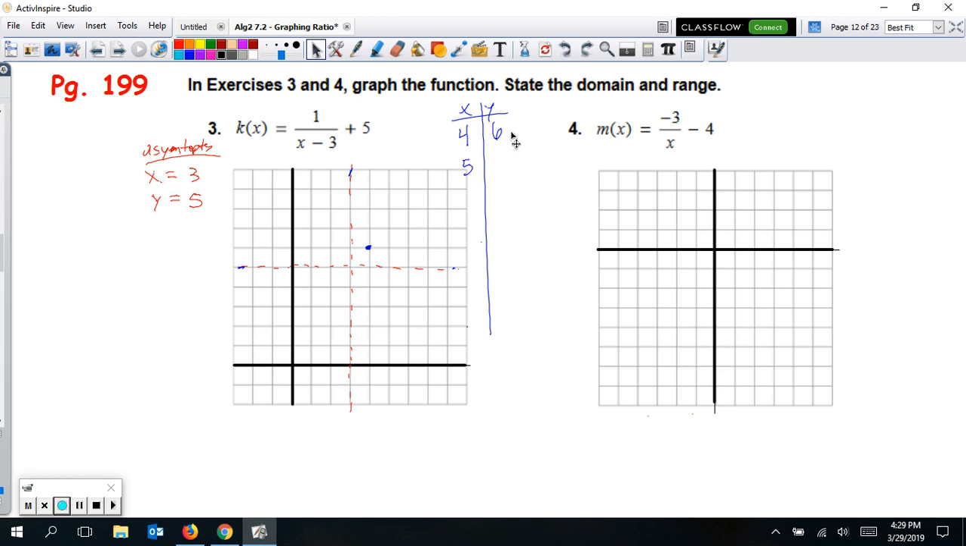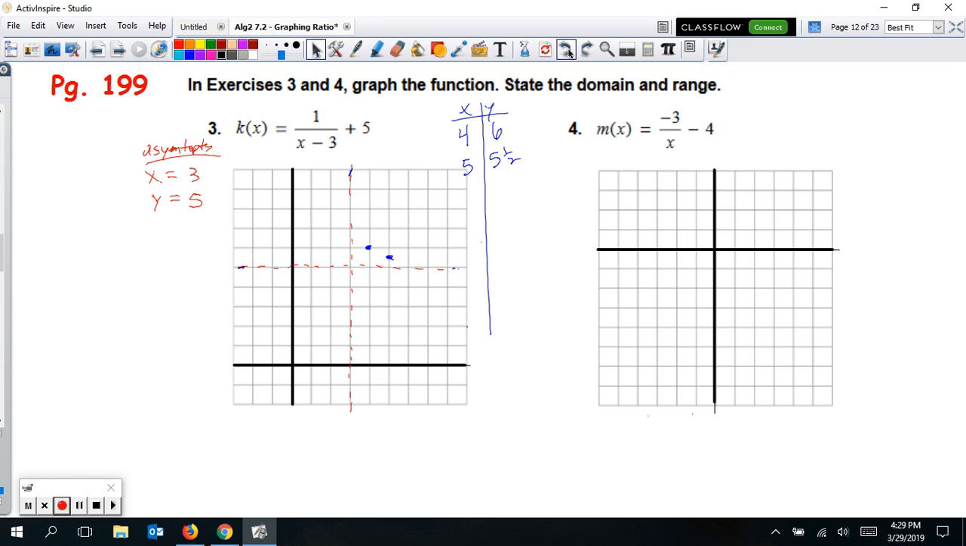Next number is 5, so now it's going to be 5 minus 3, that's going to be 2. So now it's a half plus 5, so that's going to just be 5 and a half. So if we come over to 5, we're going to go up to 5 and then halfway up. We'll put a point there. So 5 and then 5 and a half.